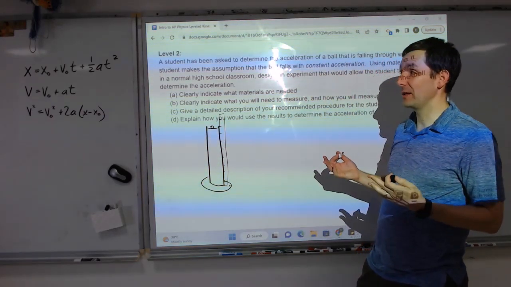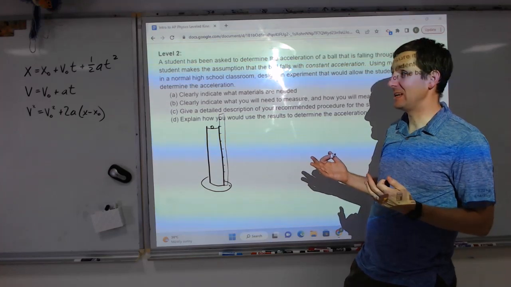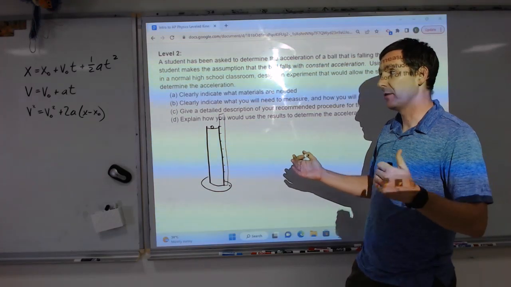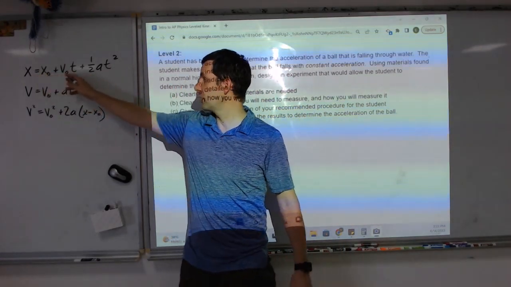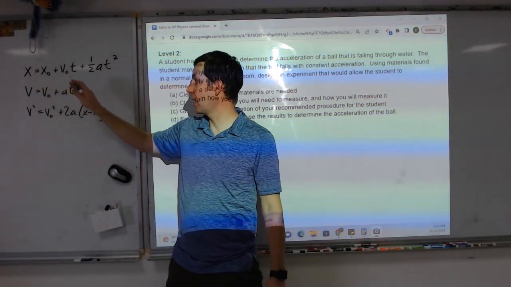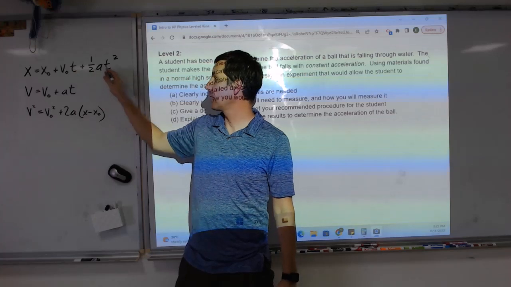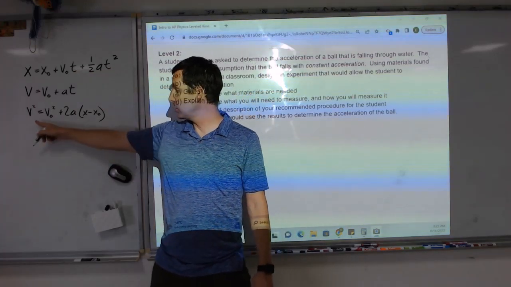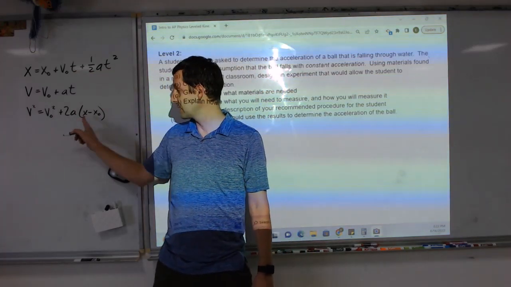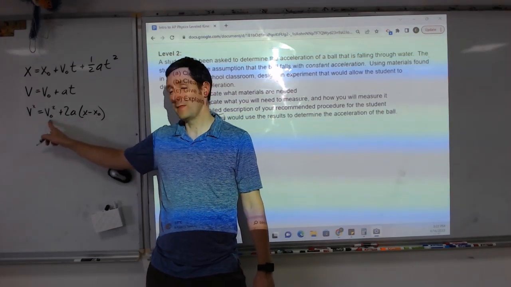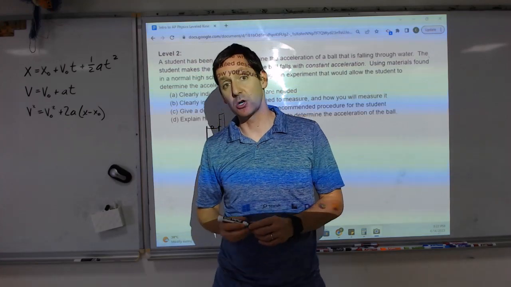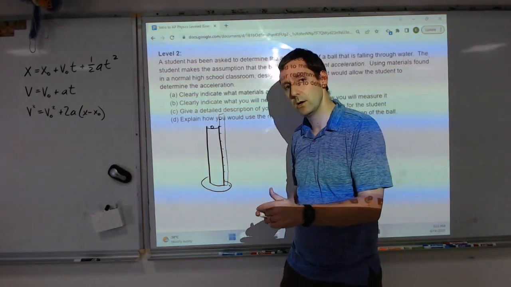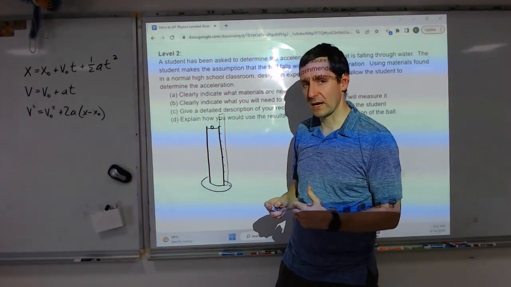So in order to calculate acceleration, I now need either the time or the final velocity, right? I can either use time, and then I could use this equation right here because I already got position and initial velocity. So either I can measure time, or I can use this one down here because I've got position and initial velocity. But in that one, I'd have to measure the final velocity. So what do you think is easier to measure? Is it easier to measure time, or is it easier to measure velocity?